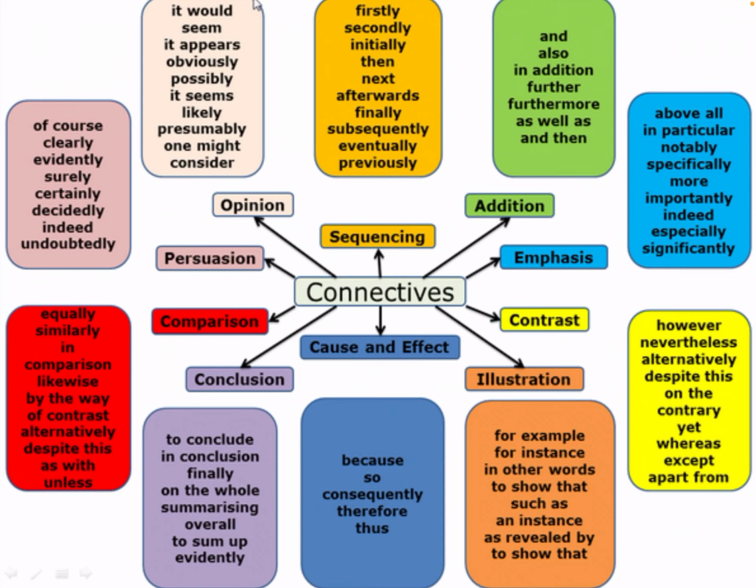Again, cause and effect is the principle that one thing causes another. A cause-effect relationship is a relationship in which one event, which is the cause, makes another event happen, which is the effect. So, when we have a cause and effect, what linking words do we use? We can use because, so, consequently, therefore, and thus. These are the linking words we can use when we are talking about cause and effect in our writing.